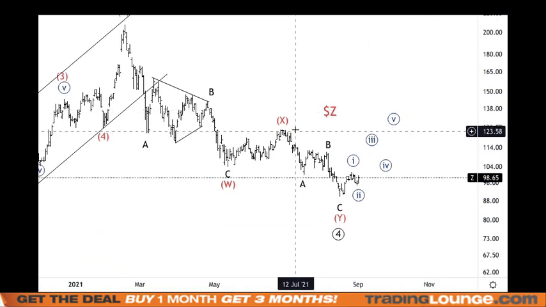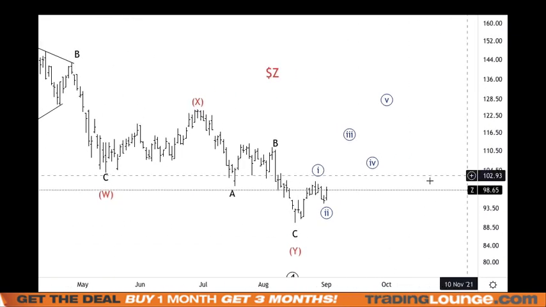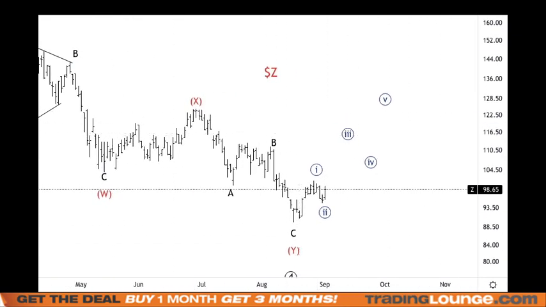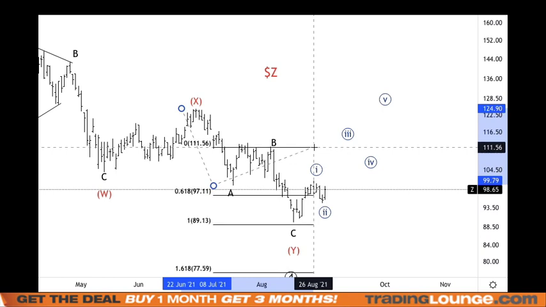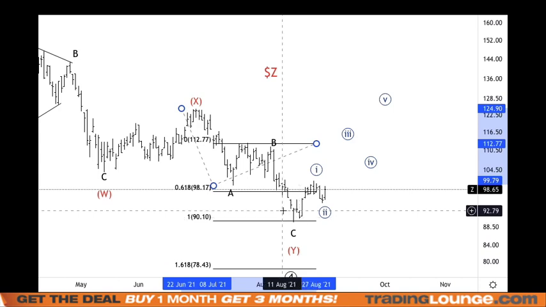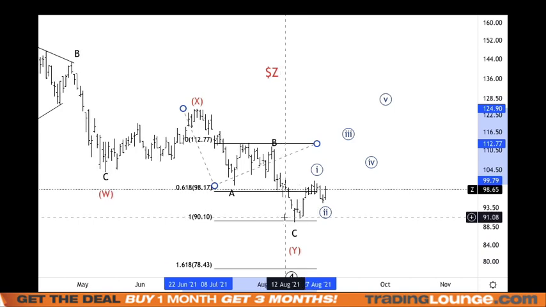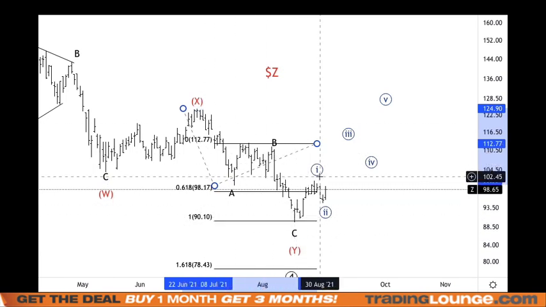Now let's focus on wave Y and after. So this wave Y, what is interesting is if we measure wave C, of course, as always, we compare it to wave A. Wave C is right at equality, and that is a warning sign that perhaps we have indeed completed the correction. If not, we know that at equality of A and C, we almost usually get a reaction. And as you can see, we did.